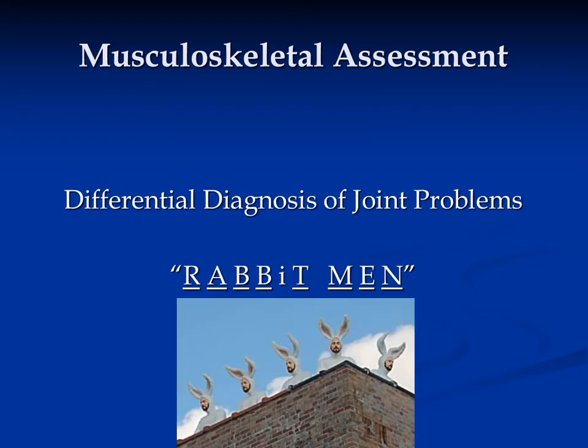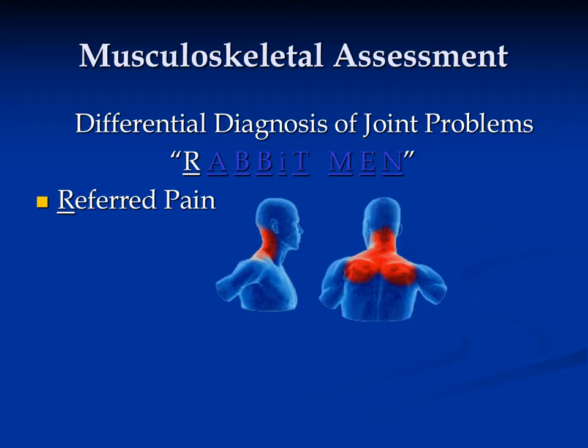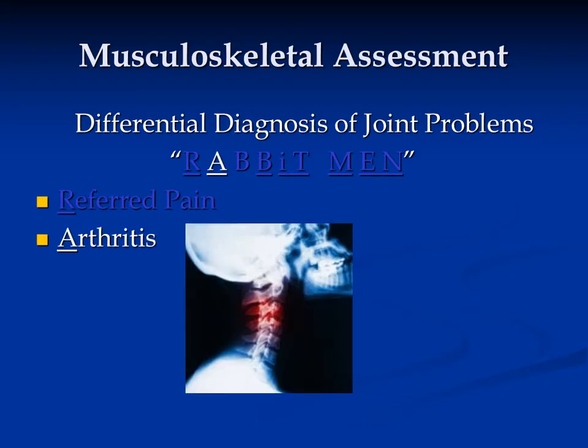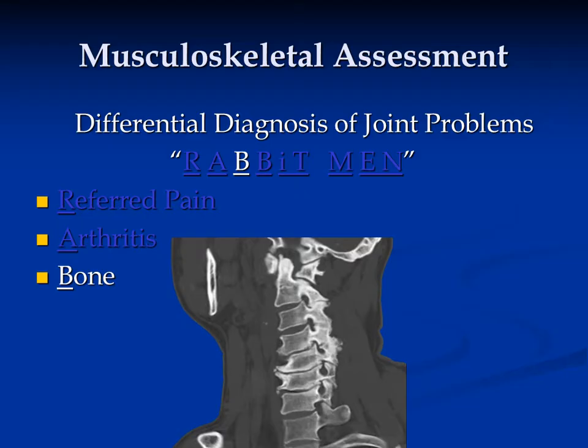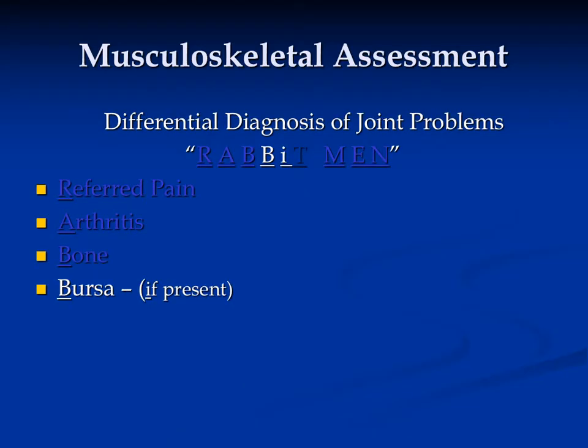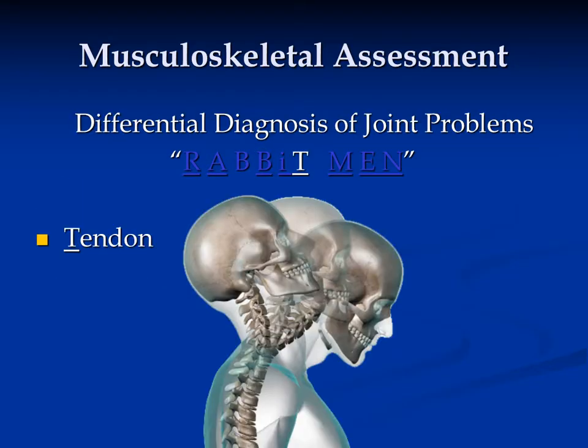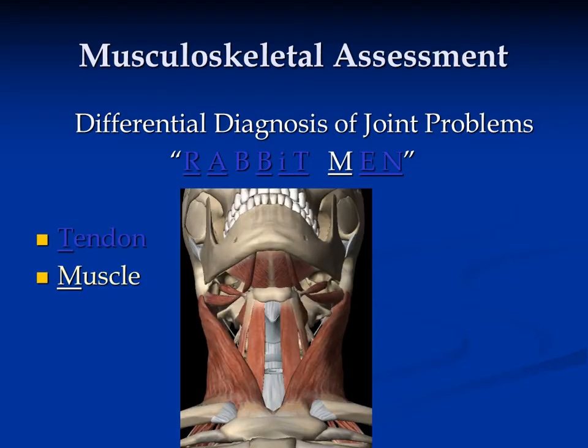As in every assessment of joints, we use the RABBIT-MEN mnemonic. Is this referred pain? Is this an arthritis? Is this bone pain? Is this bursa pain, if there's one present? Is this tendinous, as may happen in a whiplash type injury? Is it a muscle problem?